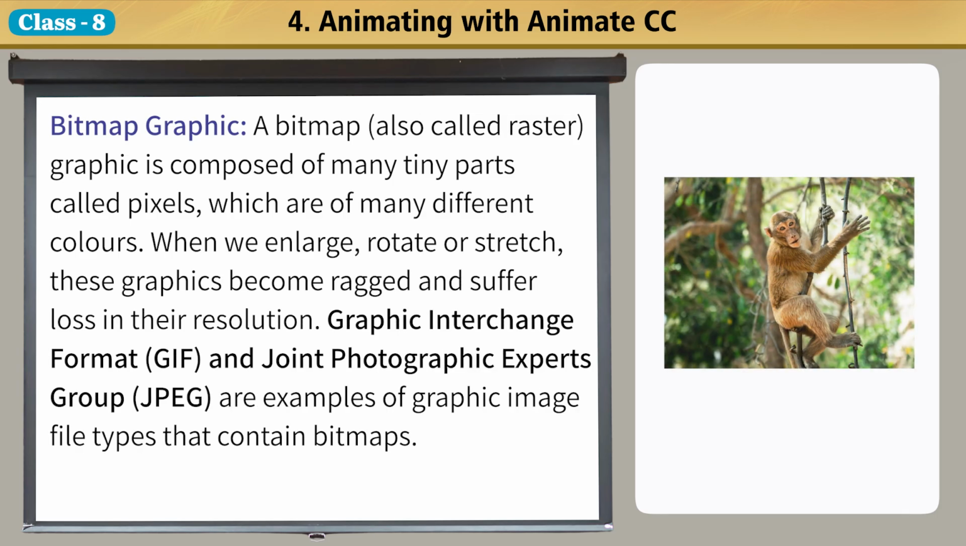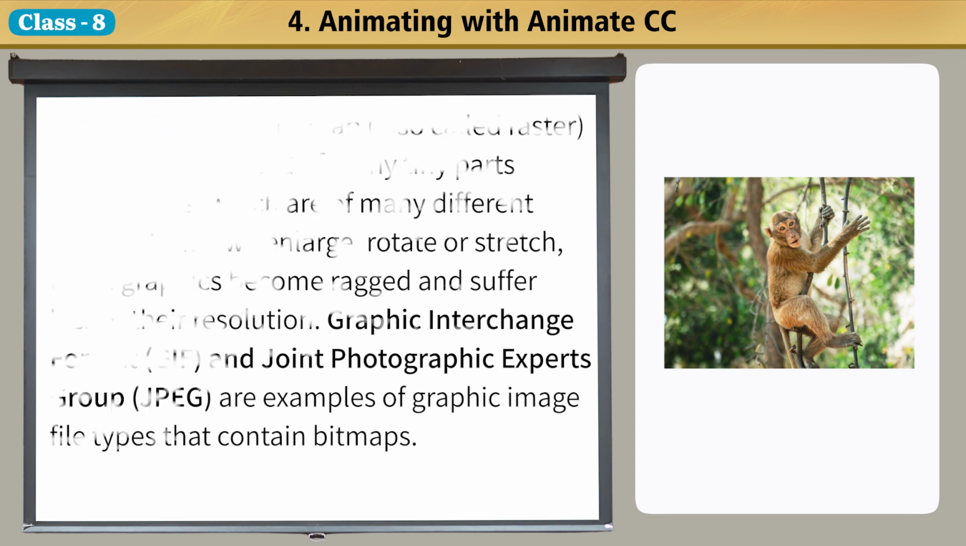Bitmap graphic. A bitmap, also called raster graphic, is composed of many tiny parts called pixels, which are of many different colors. When we enlarge, rotate or stretch these graphics, they become ragged and suffer loss in their resolution. Graphic Interchange Format (GIF) and Joint Photographic Experts Group (JPEG) are examples of graphic image file types that contain bitmaps.